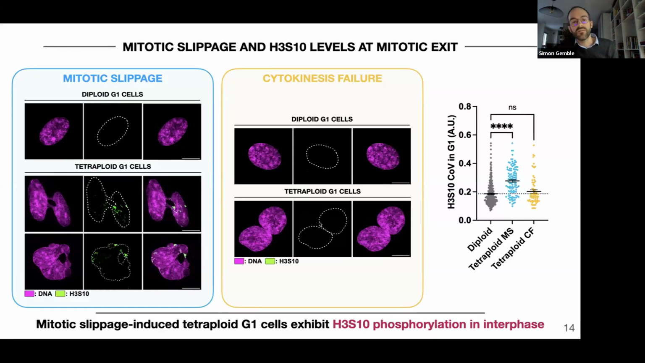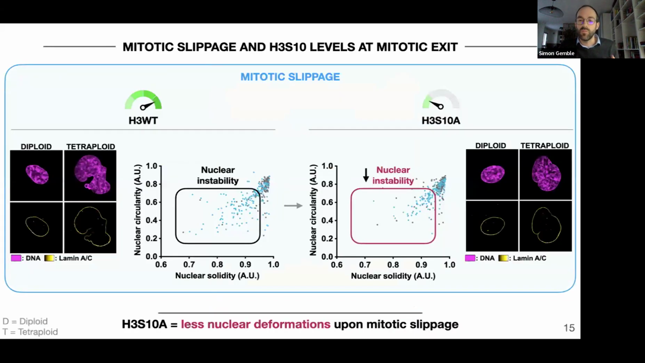So to be sure that this phosphorylation is contributing to the nuclear deformations, what we did then was to express a mutant that cannot be phosphorylated, so here S10A, and we found that this was sufficient to actually improve the nuclear shape, as you can see here, and to decrease the nuclear instability upon mitotic slippage if you compare with the wild-type condition over here.